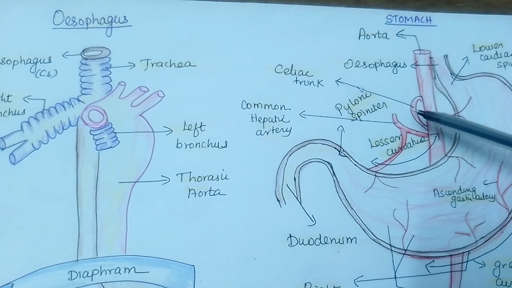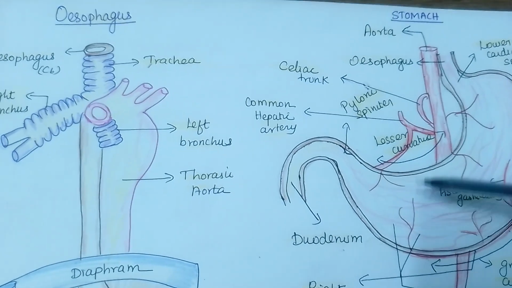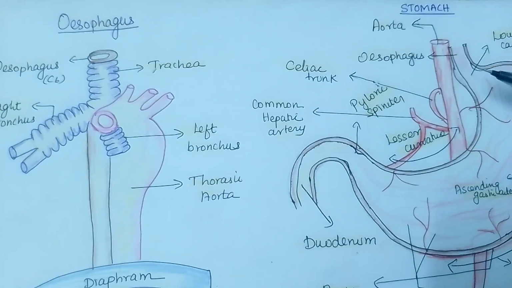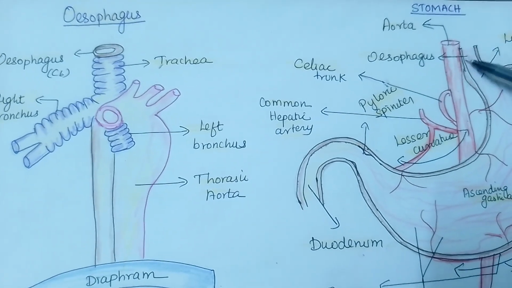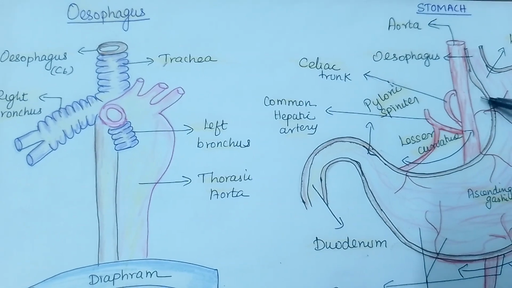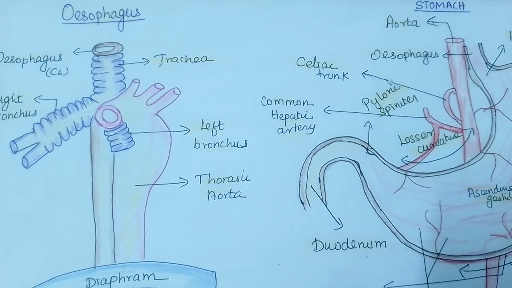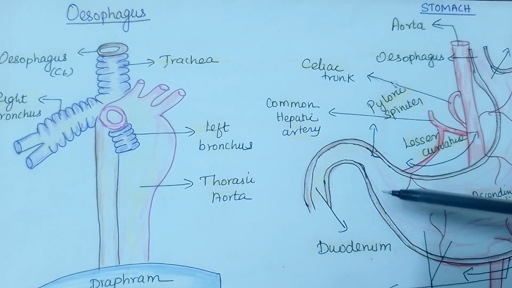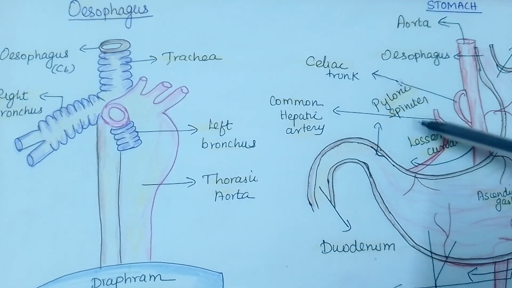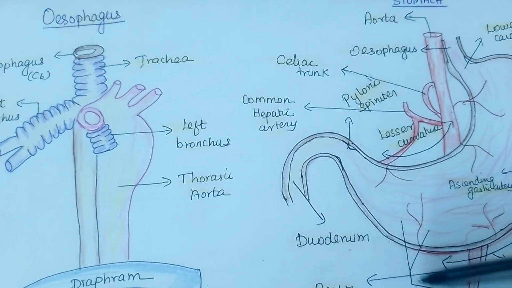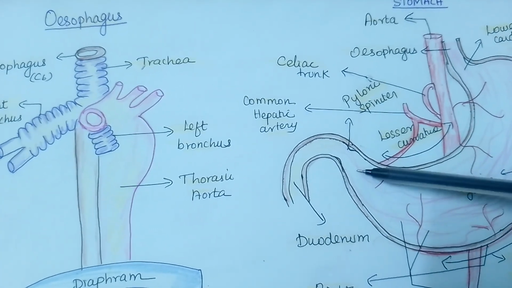Then the lymphatic drainage: at the cardiac end will be the pancreaticocardiac nodes; in the fundus part will be the pancreaticosplenic nodes; and in the pyloric area will be the subpyloric nodes. All these nodes help to drain the lymph into the hepatic area.